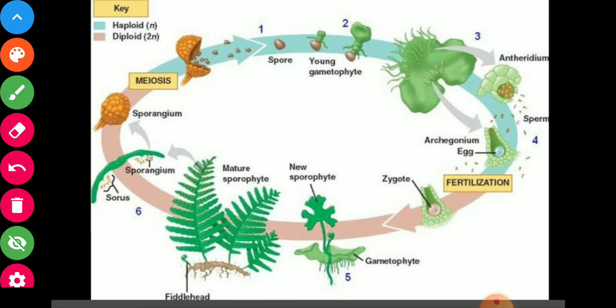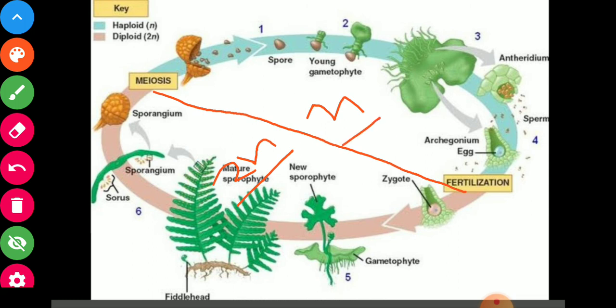From here you see this and draw a line. This side is the n generation and this side is the 2n generation, meaning this is gametophytic and this is sporophytic. This is the sporophytic and this is the gametophytic generation. So this is the alternation of generations. It is found in pteridophytes. This is called alternation of generations.